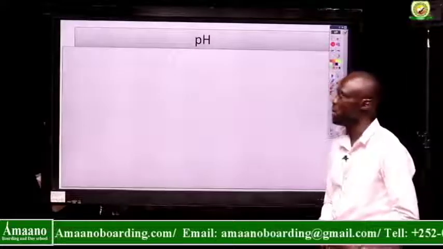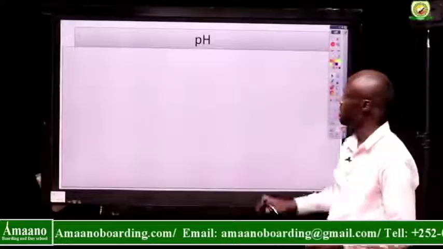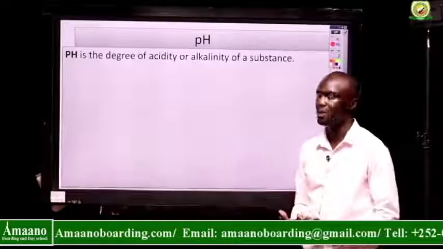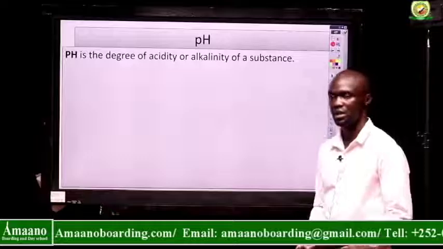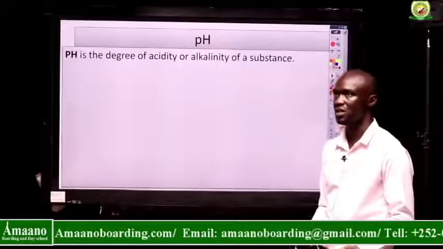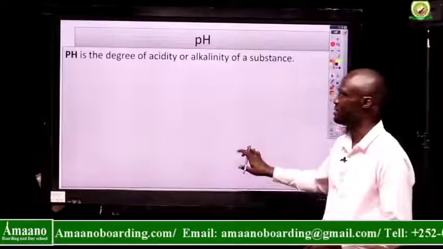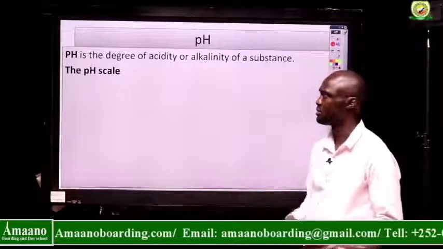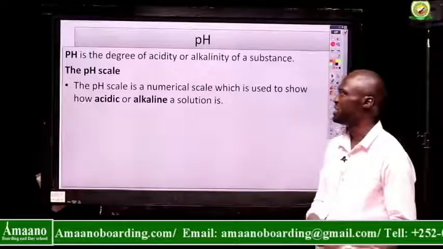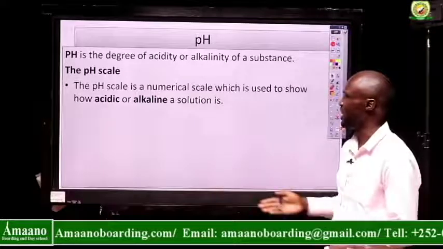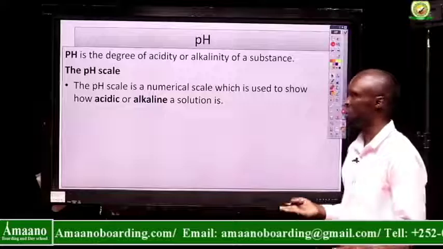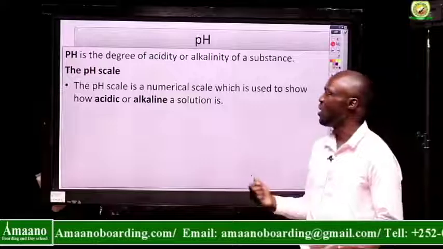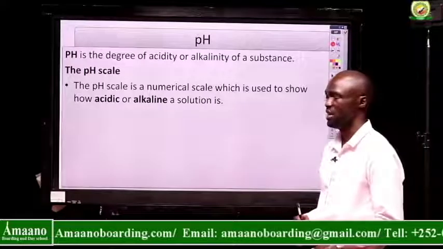Now we have what you call pH. pH means the degree of acidity or alkalinity of a substance. How much acidic or alkaline a substance is. Then we have what you call a pH scale. A pH scale is just a numerical scale, a scale of numbers, just as you see a ruler, which is used to show how acidic or alkaline a solution is.